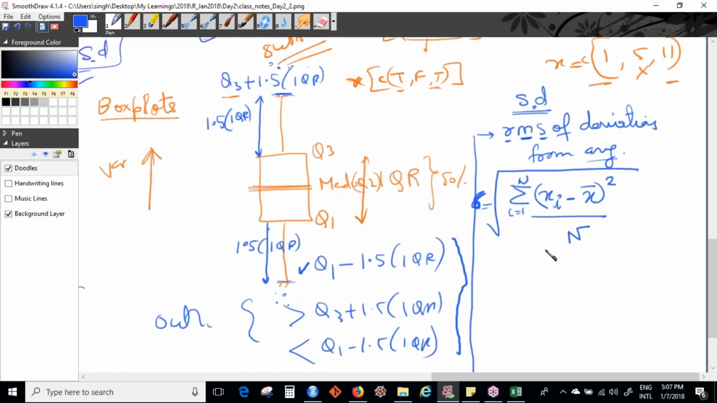And what does standard deviation measure? What does it measure, guys? It doesn't matter whether it is x bar minus xi or xi minus x bar. It doesn't matter because you are taking a square of it. Okay. And both will give the same answer. Yeah, you are right.